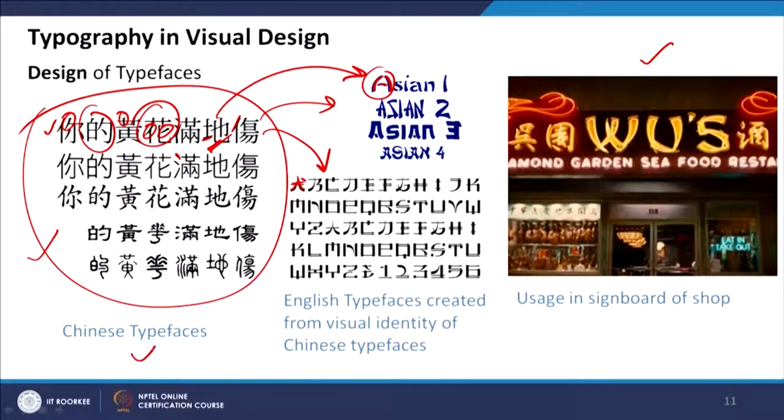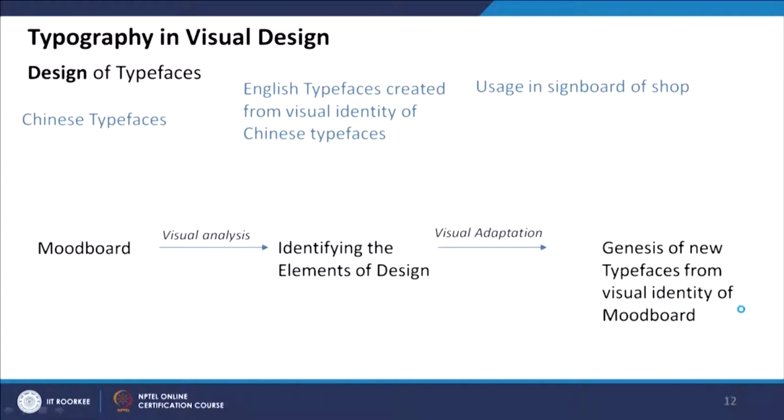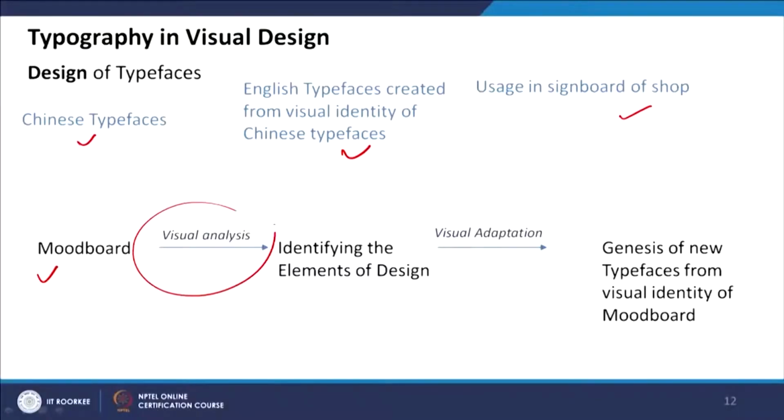So first is the mood board, then the English typeface is created from the visual identity of the Chinese typefaces, then the usage of this in the shop front. So this is the process. First is creating the mood board, where the Chinese typefaces or the basics of your inspiration, the origin of your inspiration will come, and then you do the visual analysis.